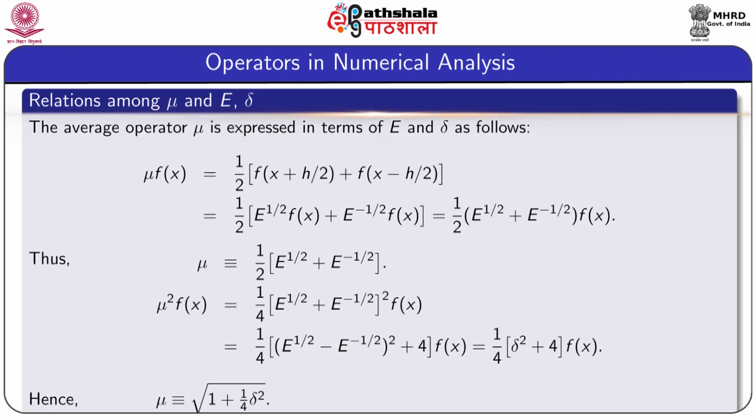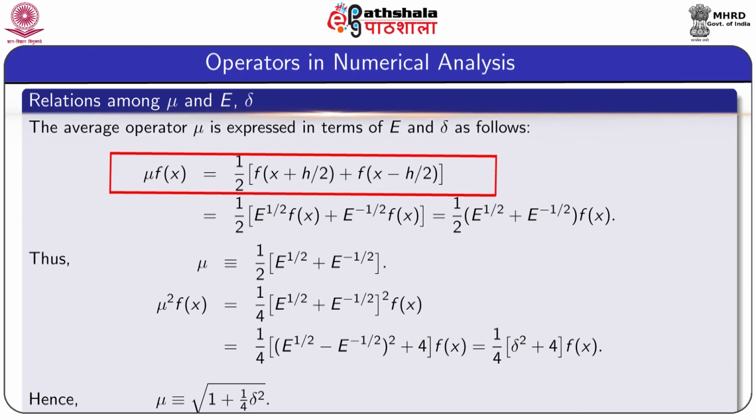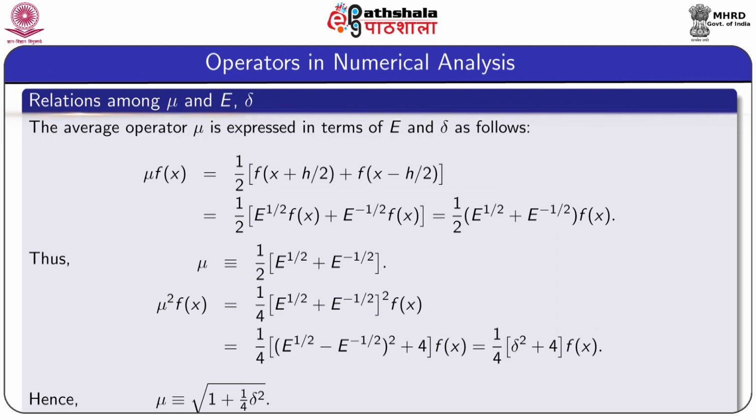Similarly, we can derive the relation between the average operator and the shift operator, in terms of the central difference operator, like this. So, μf(x) equals half of f(x+h/2) plus f(x−h/2), and in terms of the shift operator, the first term is E^{1/2} f(x) and the second term is E^{−1/2} f(x). So, it is equal to half of (E^{1/2} plus E^{−1/2}) f(x).